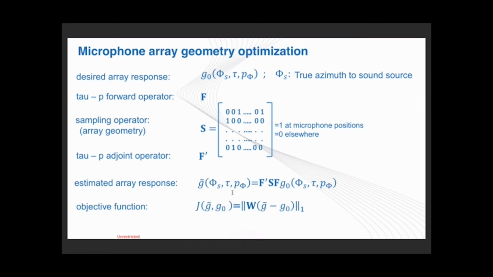The final element is the objective or loss function. This function tells us how close our current array response is to the desired response, and we can apply weighting to emphasize specific angles of arrival.